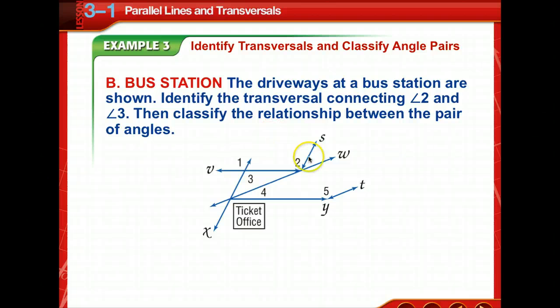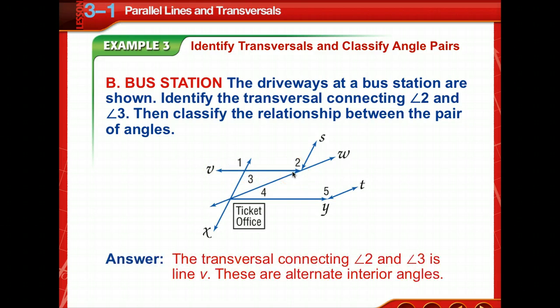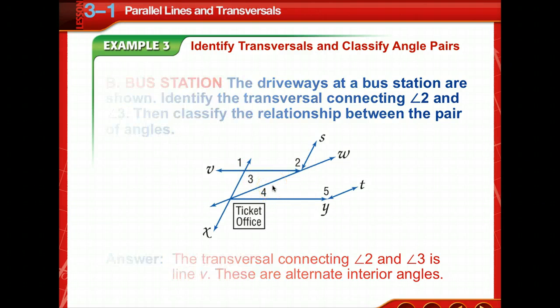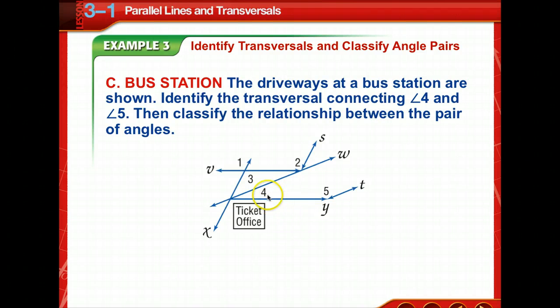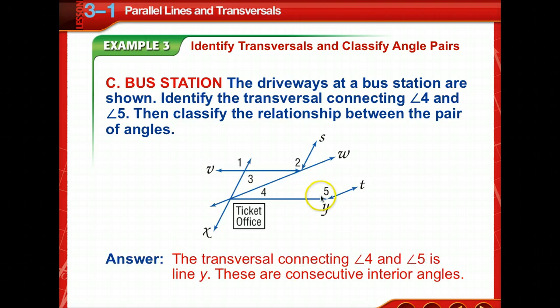How about angle 2 and angle 3? What's the transversal there? Joining the vertices, that'd still be line V, wouldn't it? So these are alternate interior angles. One more. We're looking at angles 4 and 5. Now what's connecting those vertices? Yes, it's line Y. So they're consecutive interior angles. Very good. Let's check your progress.